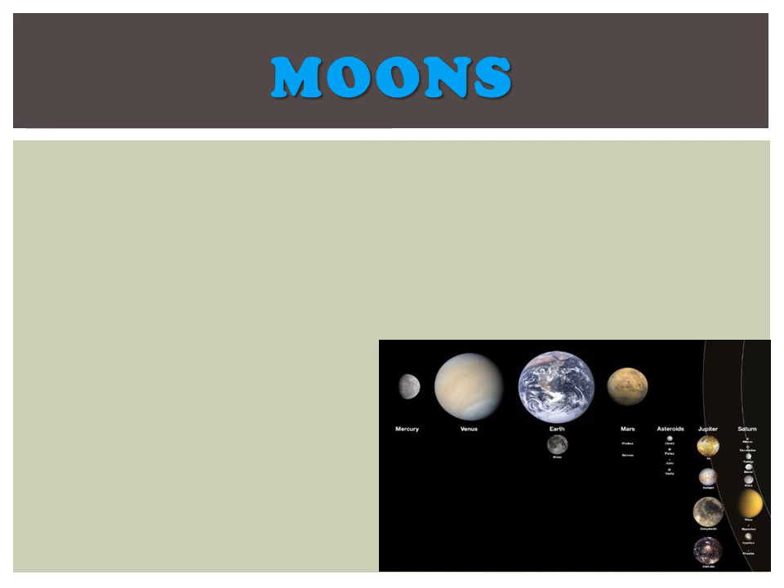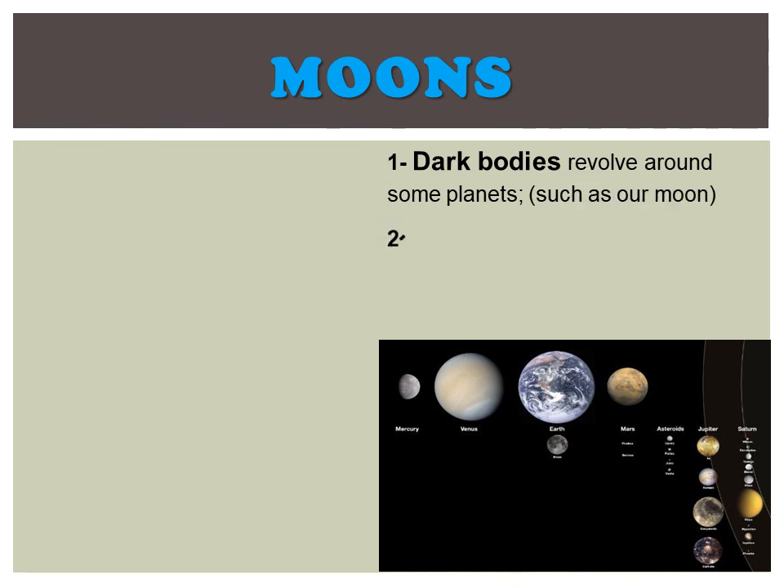Okay, so what is the moon? Is it a dark body or a shiny body? Let's see. The moon is a dark body. As I said, a dark body. They are revolving around what? What do you think about the moon? Around the sun or around the planet? Around the planet. The planets revolve around the sun.